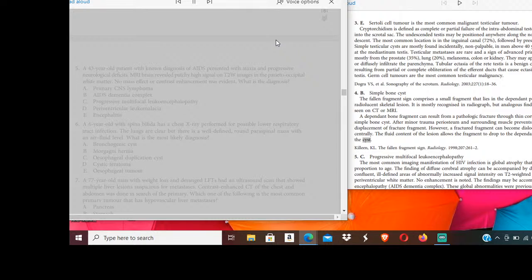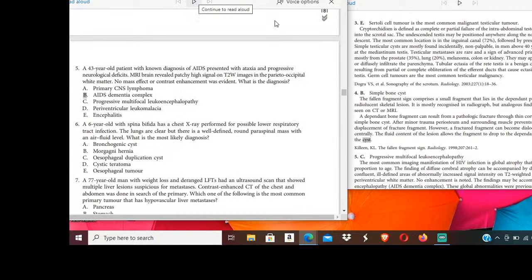5. A 43-year-old patient with known diagnosis of AIDS presented with ataxia and progressive neurological deficits. MRI brain revealed patchy high signal on T2W images in the parieto-occipital white matter. No mass effect or contrast enhancement was evident. What is the diagnosis? A. Primary CNS lymphoma.